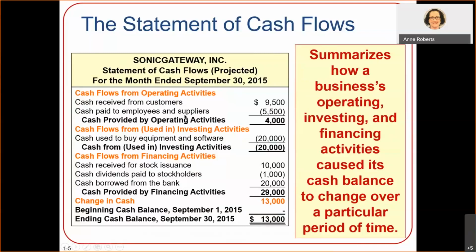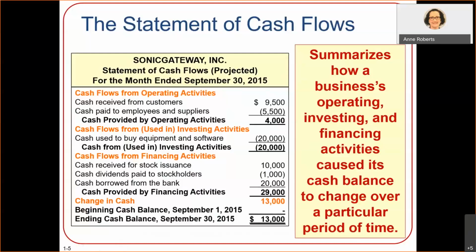All right. Now, on the cash flow statement, you've got 3 different groups of cash flows. You've got operating activities. Those are revenues collected from customers and expenses paid to employees and suppliers. So this operating activity are payments and receipts that affect the income statement. Okay. Then you've got this next group called investing activities.